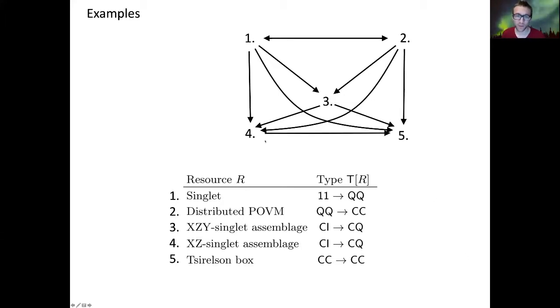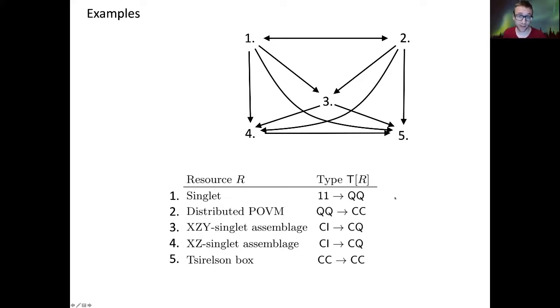And furthermore, both of these assemblages can be converted to the Tsirelson box just by doing the appropriate local measurement on Bob's side. So we show that these are all possible, and we furthermore show in our paper that no other conversions between these resources are possible. So this picture here tells you everything you need to know about the pairwise non-classicality of these 5 resources.